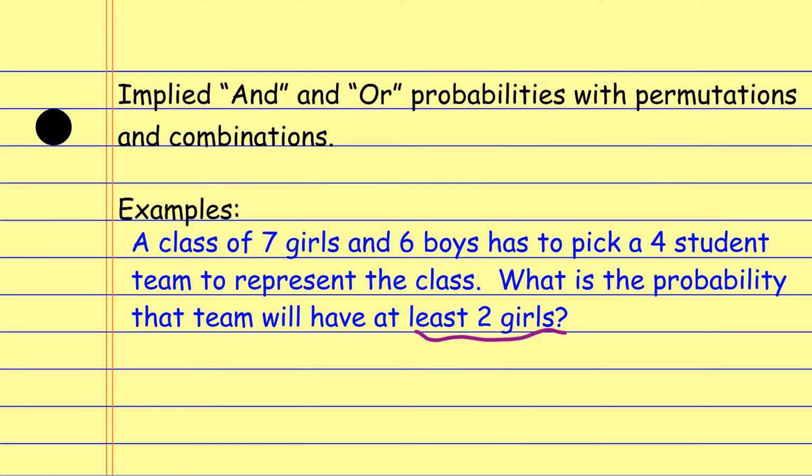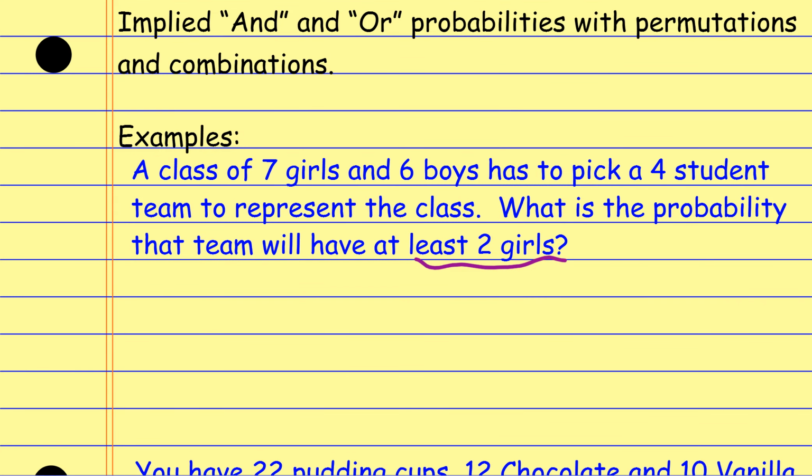If I'm picking a team of 4, at least 2 girls means I could have a team that had 2 girls and 2 boys, because it's got to be 4, not 3. Or I could also have a team of 3 girls and 1 boy, because that still has at least 2 girls. Or I could have a team that was 4 girls without any boys. All right? And hopefully you can kind of hear the ands and the ors that are being implied there. 2 girls and 2 boys, or, the word or was right in between here, 3 girls and 1 boy, or 4 girls.